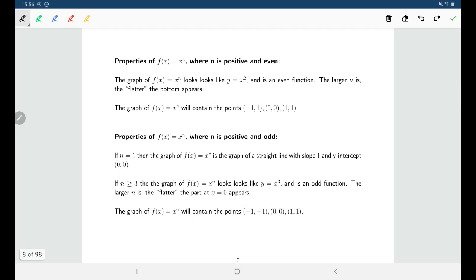If the power is odd, then there's two choices. Either the power could be 1, in which case you're really talking about the straight line f of x equals x to the 1, or y equals x. That's a straight line with a slope of 1 and a y-intercept of 0, 0. But for all the other odd powers, 3, 5, 7, and so on, all of those functions have a graph that looks pretty much the same as y equals x cubed. And those are all odd functions, and they all pass through the same three points, negative 1, negative 1, 0, 0, and 1, 1.